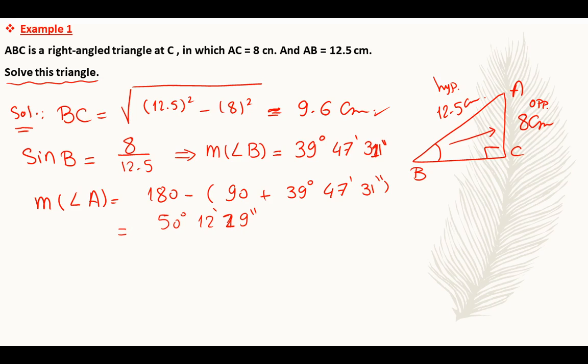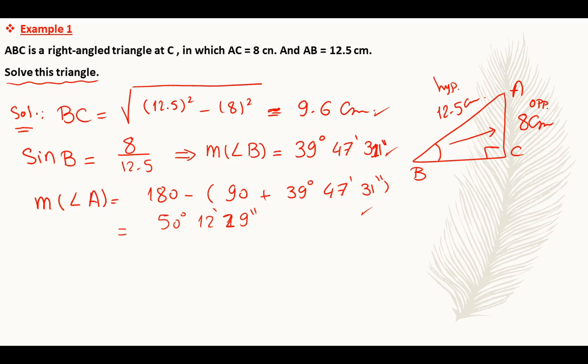Now you find the length of BC, and this is the length of the third side. Now we have the lengths of the three sides, and we also get measure of angle B and measure of angle A. So we solve the triangle ABC. Okay? Okay. Let's go to another example.